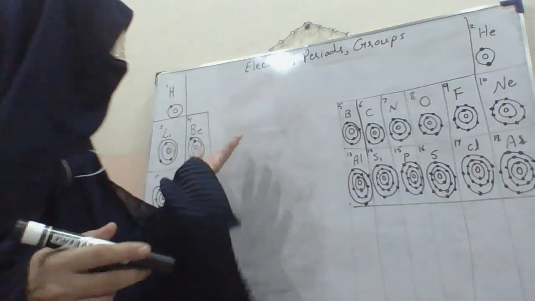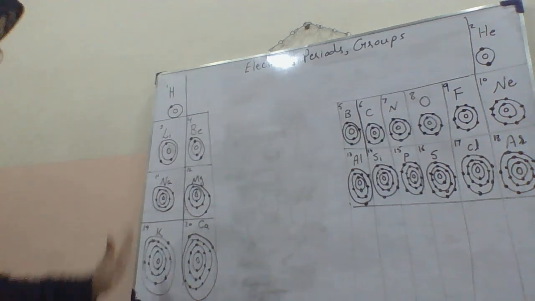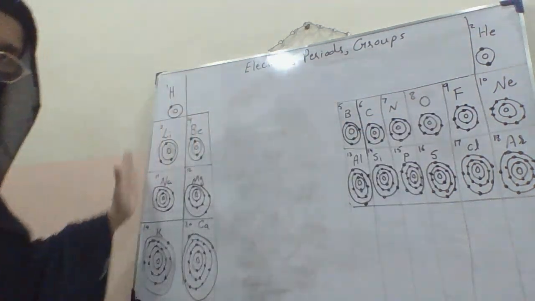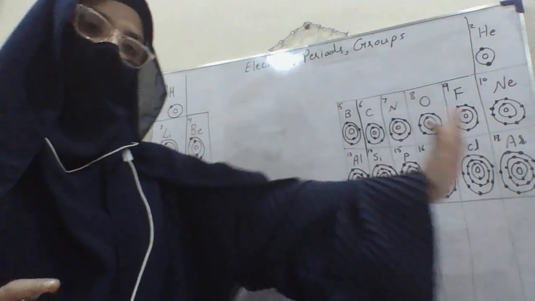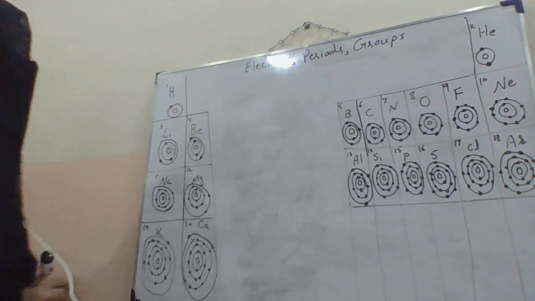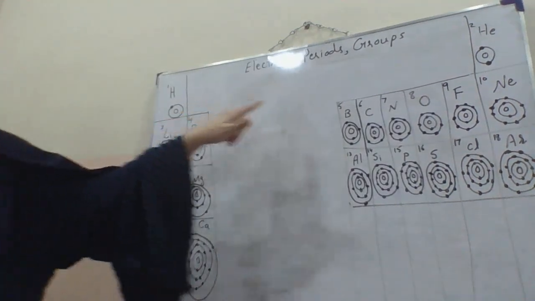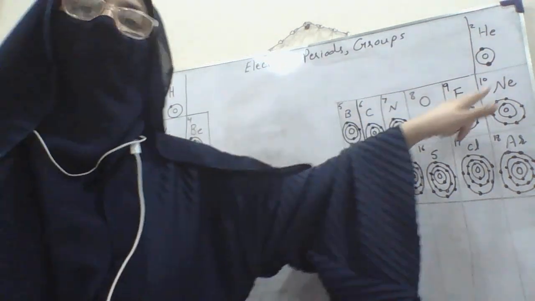Let's discuss the electron periods and groups. In the periodic table you can see the columns and the rows. The columns are the groups and the rows are the periods. These are the atomic numbers 1, 2, 3, 4, 5, 6, 7, 8, 9, 10.